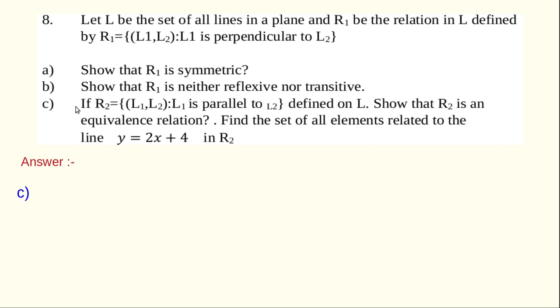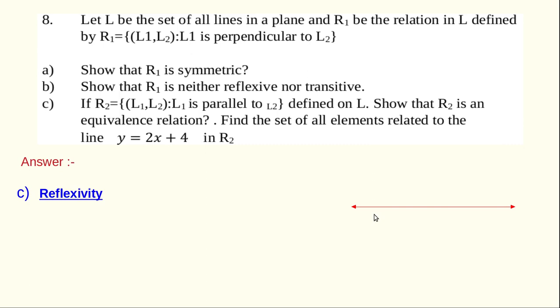What is question number C? The relation is changed from perpendicular to parallel, and the name of the relation is R2. We want to show that the relation is an equivalence relation. To be an equivalence relation, the relation must be reflexive, symmetric, and transitive. First, we are going to show that the relation is reflexive.